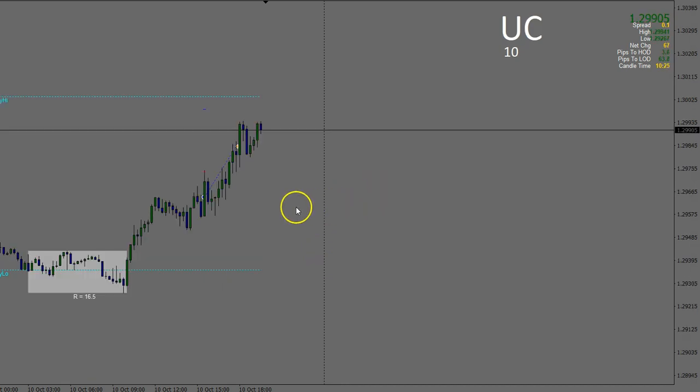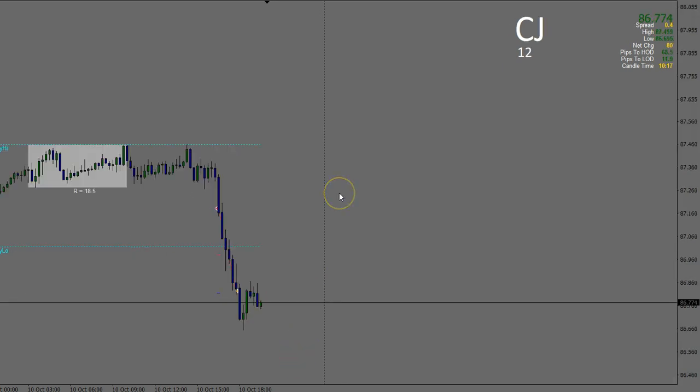US dollar CAD, took this long and ended up taking 20 pips out of this trade. And Canadian dollar, Japanese yen, biggest win of the day was 36 pips. Took this short and this just powered down. Beautiful move, and it continued down further after I got out of that. So that was a nice 36 pips there.